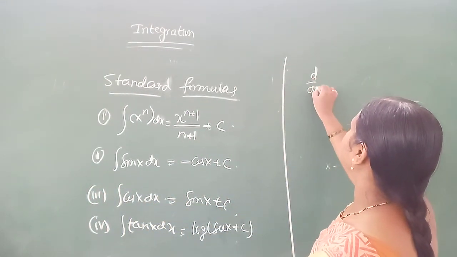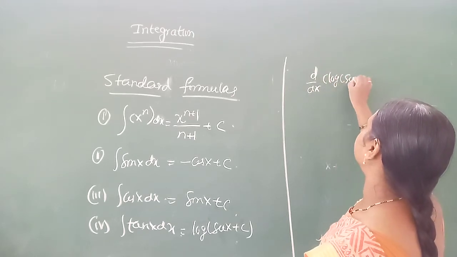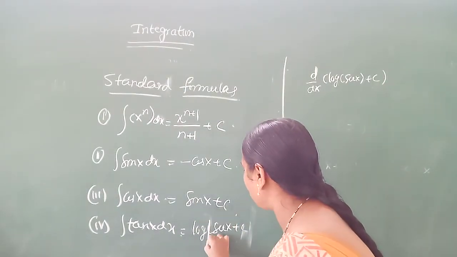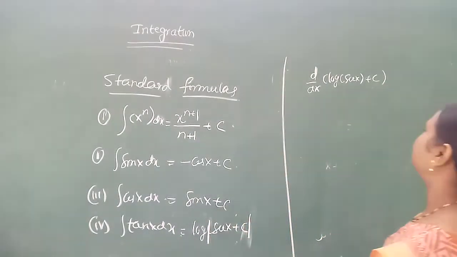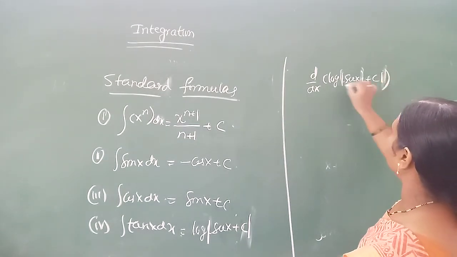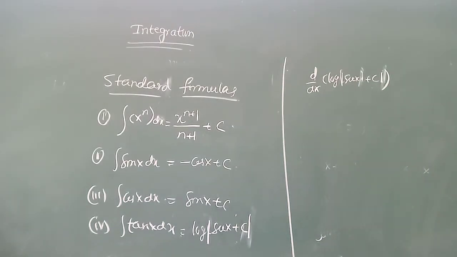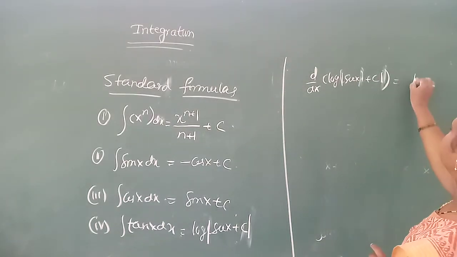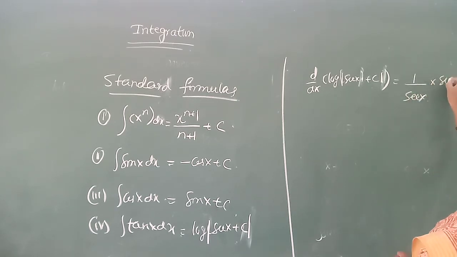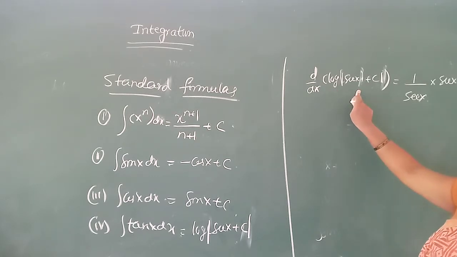See, d by dx of log sec x plus c. Better you take this in the form of modulus sign. Log means always we are taking modulus sign, because it exists in the positive value. Okay, log sec x. Differentiation of log is 1 by sec x, and it is a function of a function. Sec x differential is what? Sec x tan x. Understood?